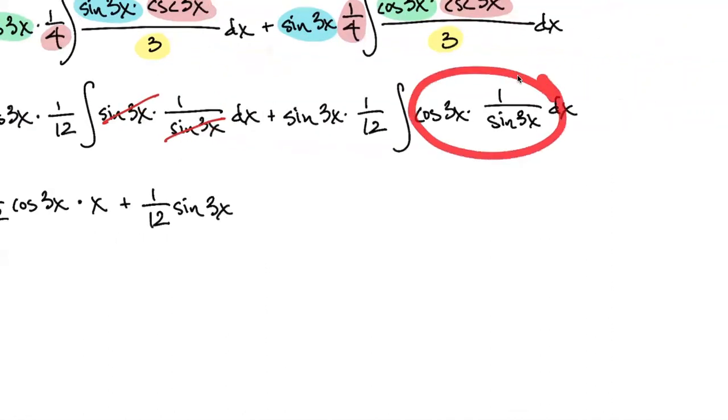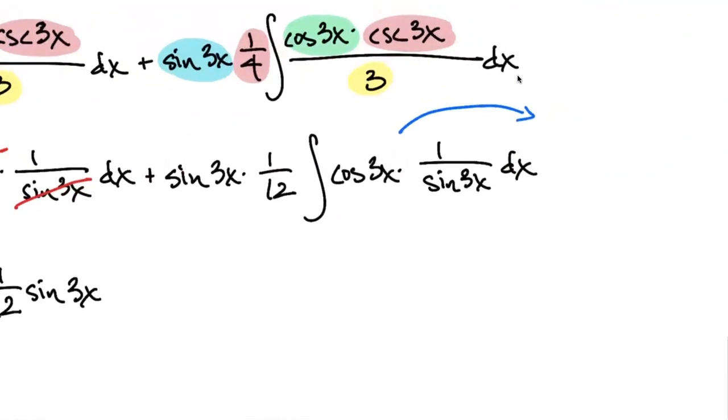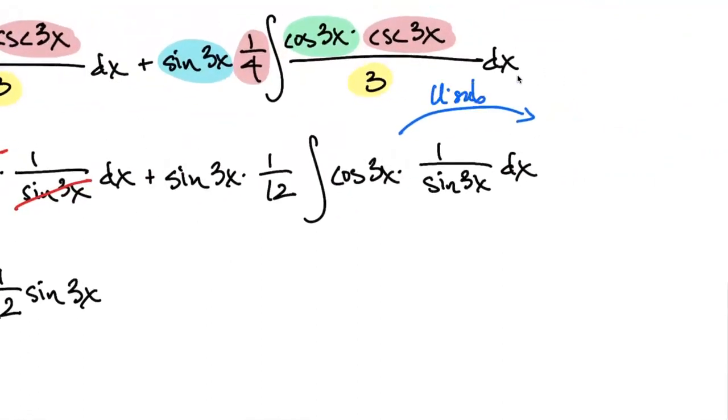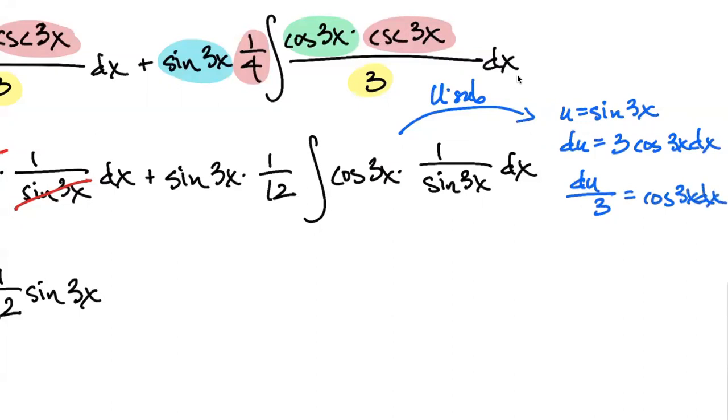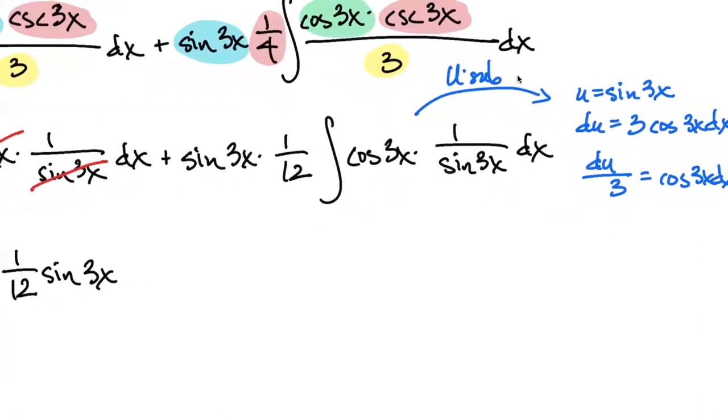And in order to do this integral, I'm going to use u sub. Let's make ourselves a little bit of room out here. So we'll write u sub, and we're going to let u equal sine 3x, du equals 3 cosine 3x dx. I have to divide both sides by 3. And now everywhere I see that cosine 3x dx, I can replace it with du over 3. And so I'll have that 1/12 sine 3x times 1/3 the integral of 1 over u du.